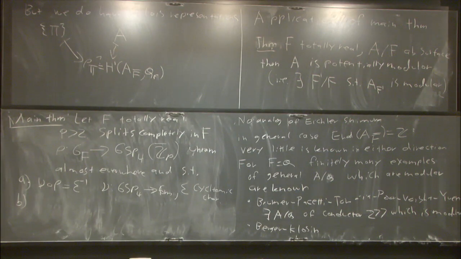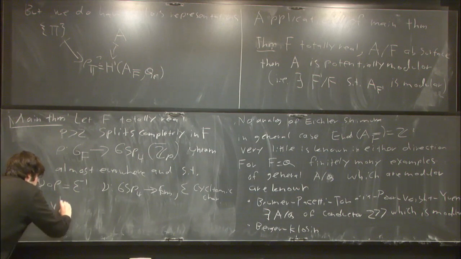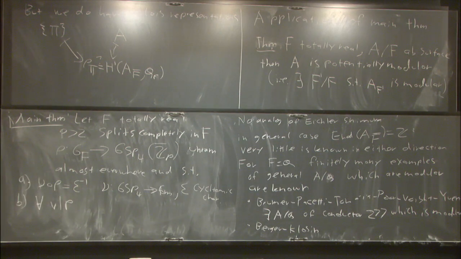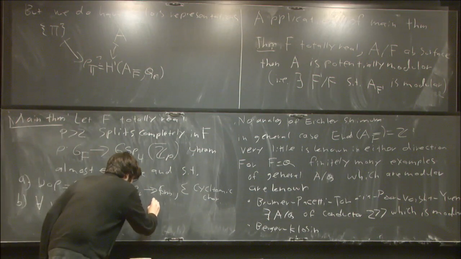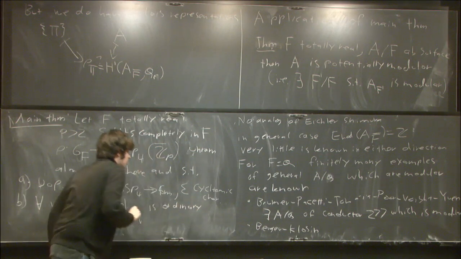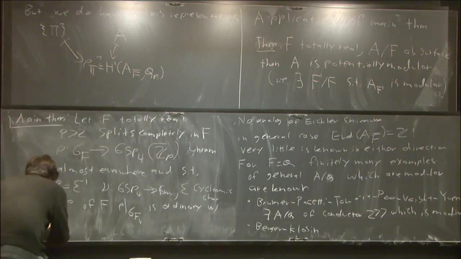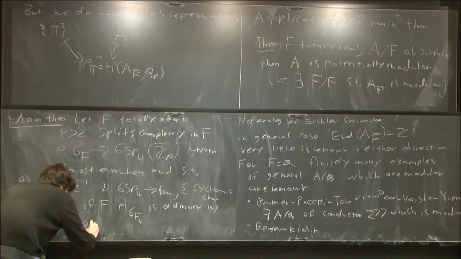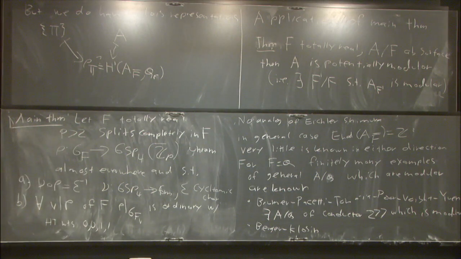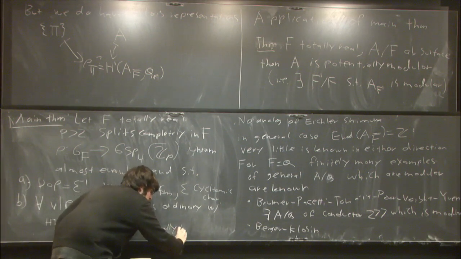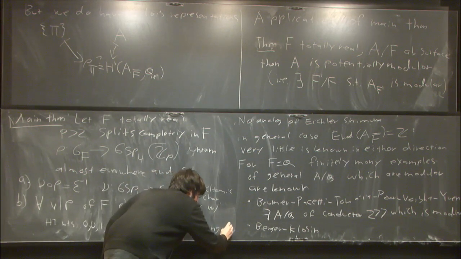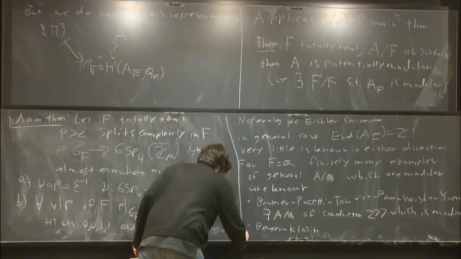And then B is going to be much more serious. We're going to ask that for every place v dividing p of F, our Galois representation restricted to the decomposition group at v is ordinary with Hodge-Tate weights 0, 0, 1, 1, and residually p-distinguished. I'll explain exactly what this means.